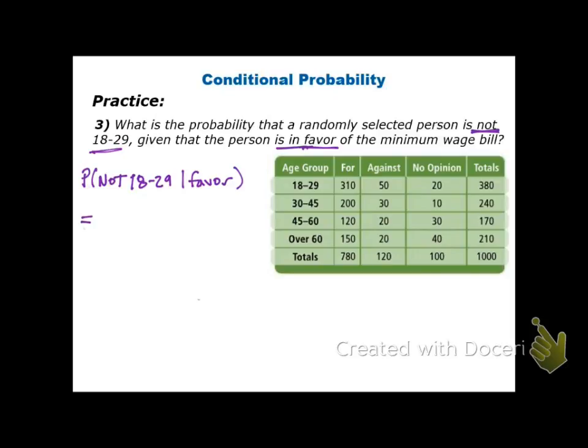So that means we're going to have the total number of people who are not 18 to 29. So we're looking at everybody else who's in favor of the bill. All right, so that means we're going to take this number, which happens to be 470, over the total in favor, which would be 780. Well, this reduces down to 47 over 78, which is right around, in this case, 0.602.